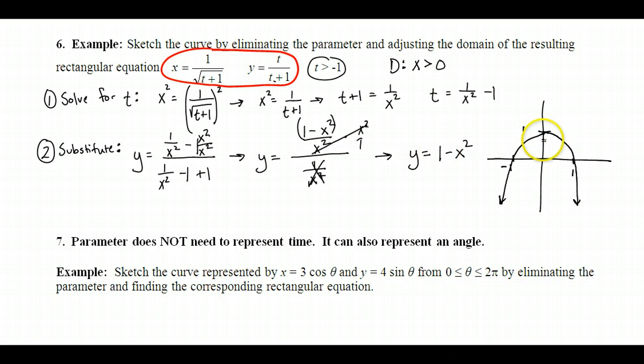That 1 means I have a vertical shift of up 1, and because I'm subtracting x squared, my parabola is opening down. So here it is in the rectangular sense. Remember, we had to adjust our domain. So our domain has to be greater than 0, or x is greater than 0. Well, that's really nice because then I put an open circle there, and I can erase this portion of it.